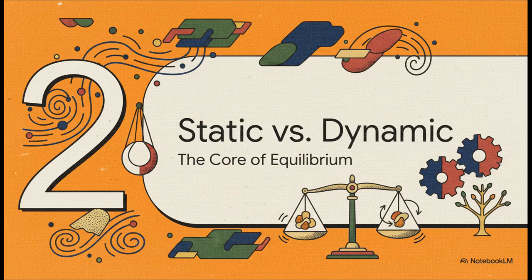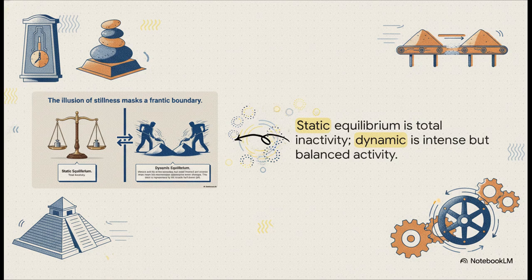But, and this is a big but, not all balance is the same. Let's dig into the difference between a system that's actually truly stopped and one that just looks like it is. So on the left here, you've got what's called static equilibrium. Just think of a perfectly balanced scale, right? No movement, nothing. Everything's just at a dead stop.